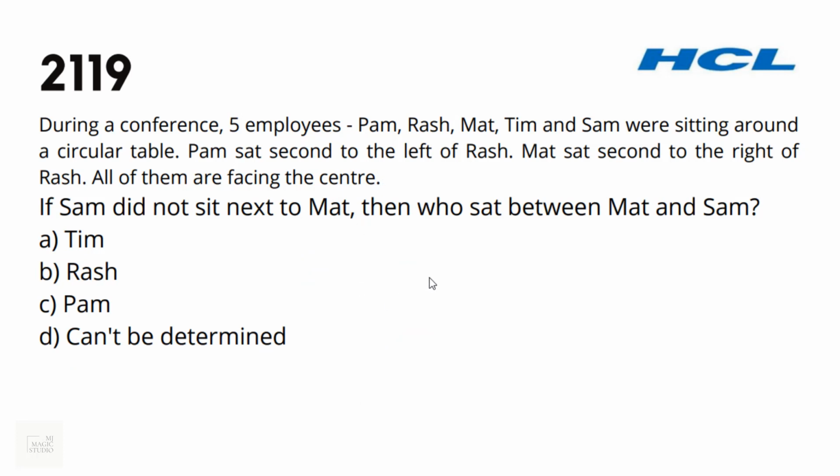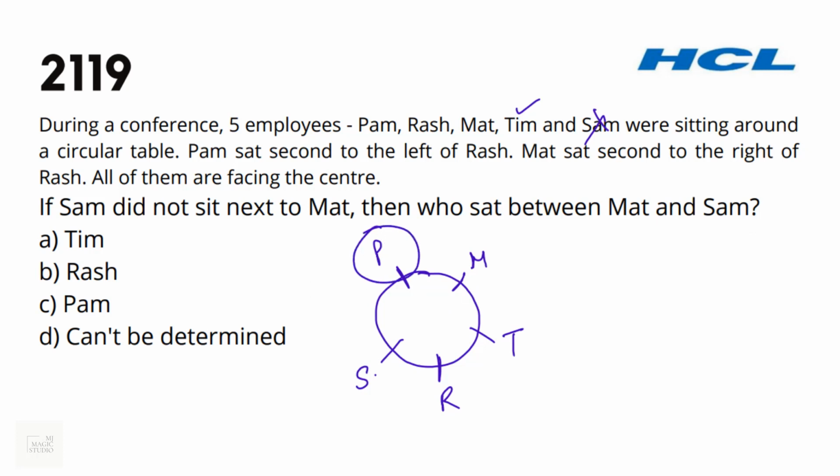Again the same piece of information, and we know from it that we have P here, M here, two vacant positions, and here was our Rash. Now the question: if Sam did not sit next to Matt, here is not Sam, that means Sam should be sitting here and we are left with Tim. Then who sat between Matt and Sam? Pam is sitting between Matt and Sam. Option C fits in.